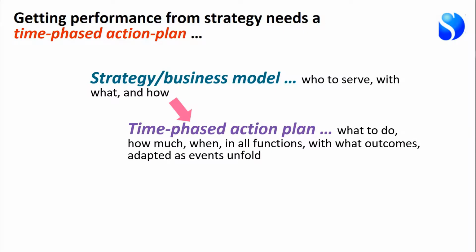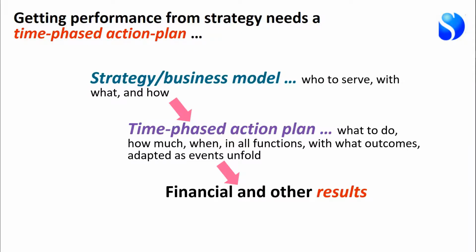What we need in the middle is we need to translate the strategy into time-phased action plans. Who is going to do what, how much, when, in all functions, with what outcomes, and how are we going to adapt those plans as events unfold? Only then can we figure out what the financial results are going to be, because those choices we make will have costs, and those costs have got to go into the financial results. Those outcomes will be growth in sales and growth in revenues, and those will go into our financial results. You just can't get to financial results if you don't know what the time-phased action plan is going to be that's going to generate those results.